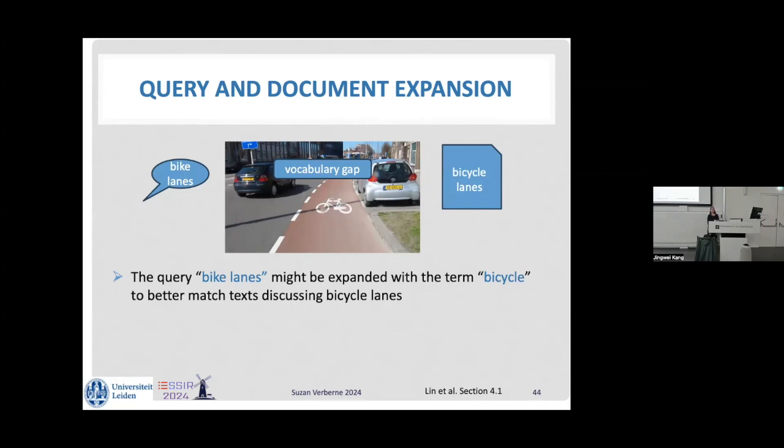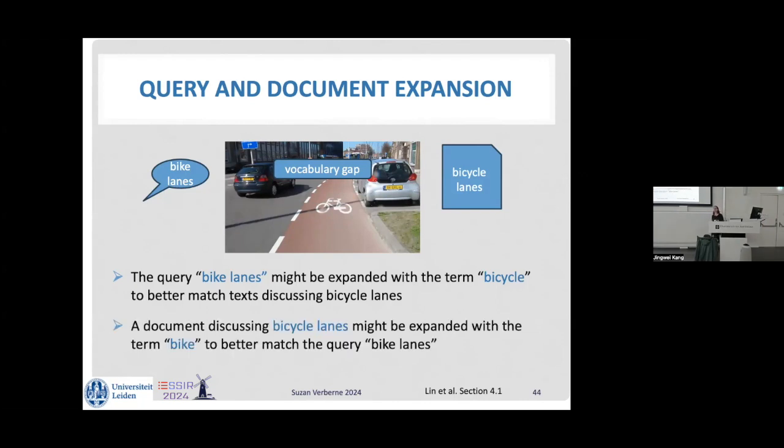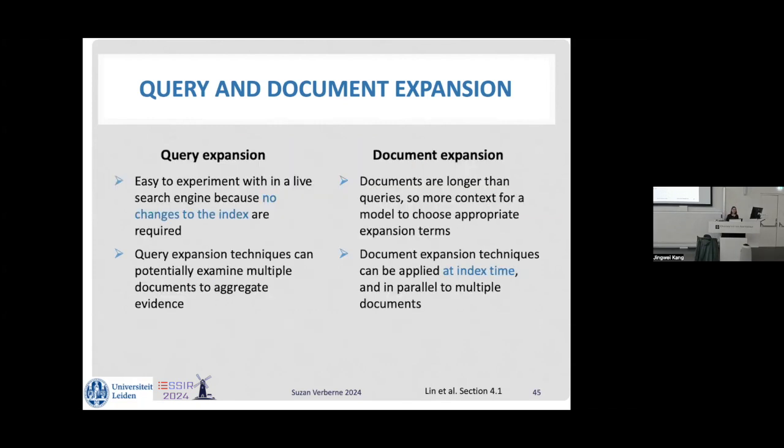So we could say in the IR approach that we could expand the query "bike lanes" with the word "bicycle", which is a synonym for "bike", and then we can better match and find texts that are about bicycle lanes. Or the other way around, we can expand the document on bicycle lanes with the term "bike" and then better match the query "bike lanes". Both are valid options, both have advantages and disadvantages.